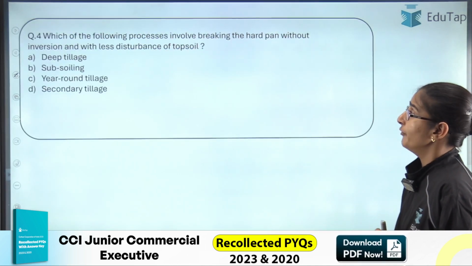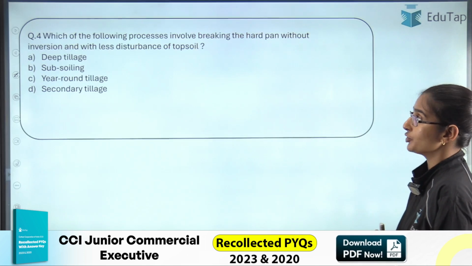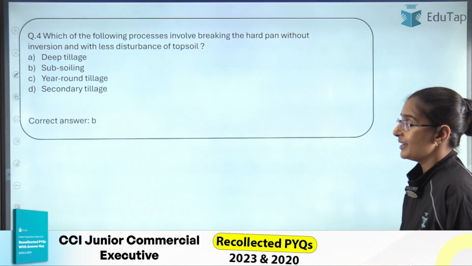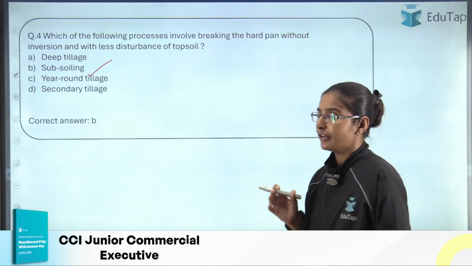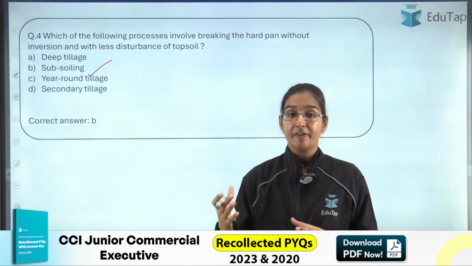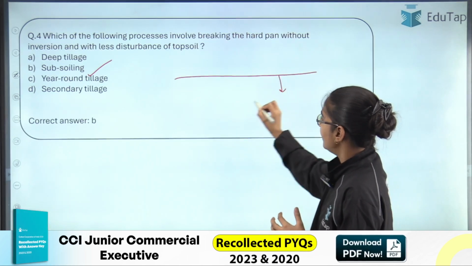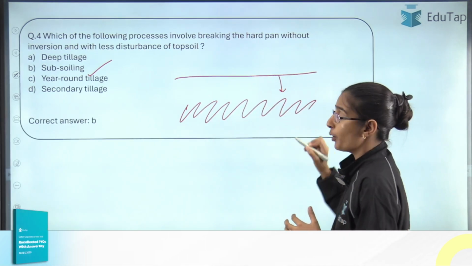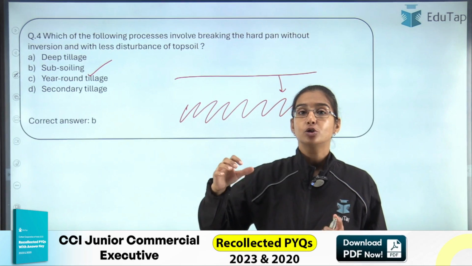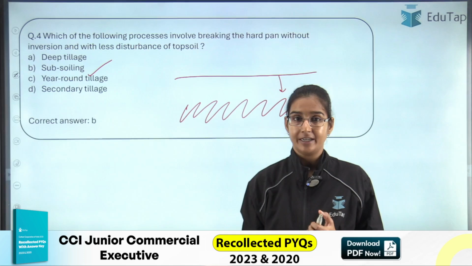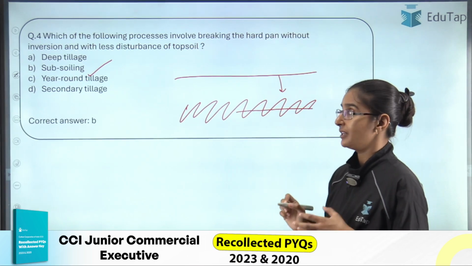So the next question says, which of the following processes involve breaking the hard pan without inversion and with less disturbance of the topsoil? Okay, so the correct answer here is option B, subsoiling. See students, after repeated cycles of cultivation and repeated irrigation, after a few years, certain hard pans start forming beneath the soil. The problem with these hard pans is that they stop the penetration of the roots, and they also stop the percolation of the water deep down inside the soil, right? So to make sure that these hard pans are removed, we undertake the process of subsoiling.